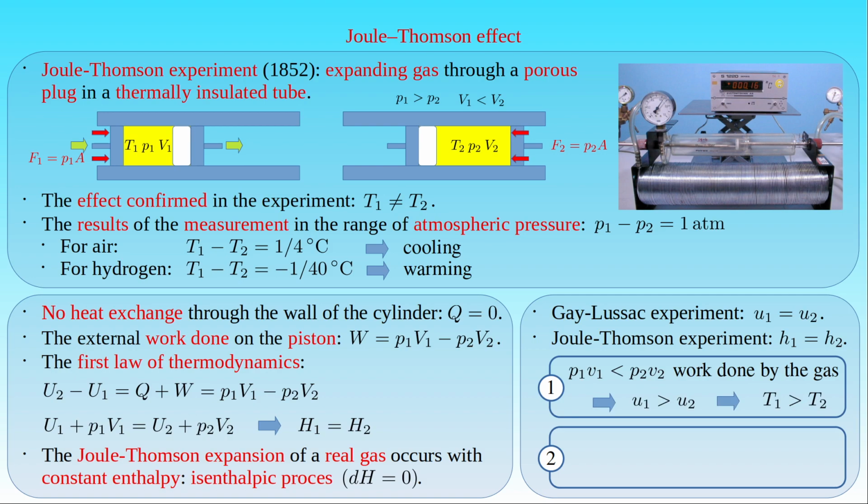The second case is the opposite, where the product of the pressure and the specific volume of the gas in its initial state is greater than the same product in its final state. That is, the pressure-volume work done on the piston is negative since the piston does work on the gas during the expansion. As a result, the specific internal energy U of the gas increases and the temperature T of the gas increases as well, that is, the gas warms up during the Joule-Thomson expansion.